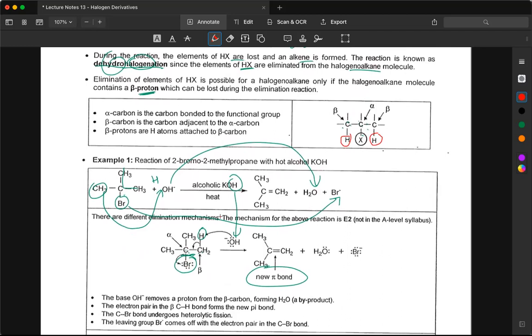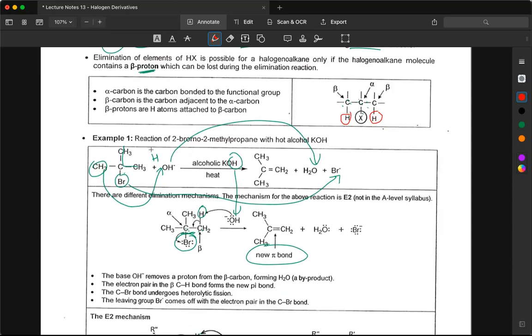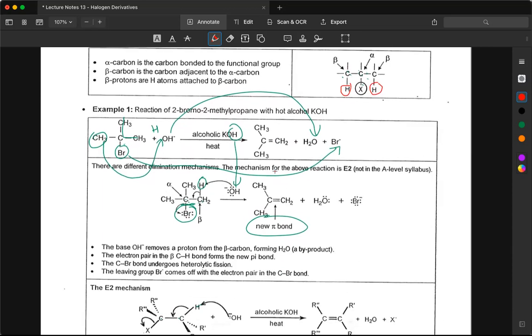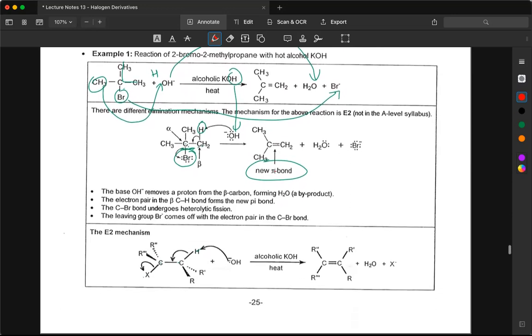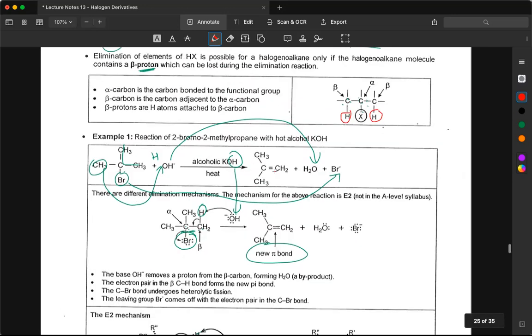So how does the mechanism look like? We have the reaction of 2-bromo-2-methylpropane with hot alcoholic KOH. This is the overall equation, where the double bond is formed. There are different elimination mechanisms. The mechanism for the above reaction is E2, but it's not in the A-level syllabus. We will just go through it for learning purposes.